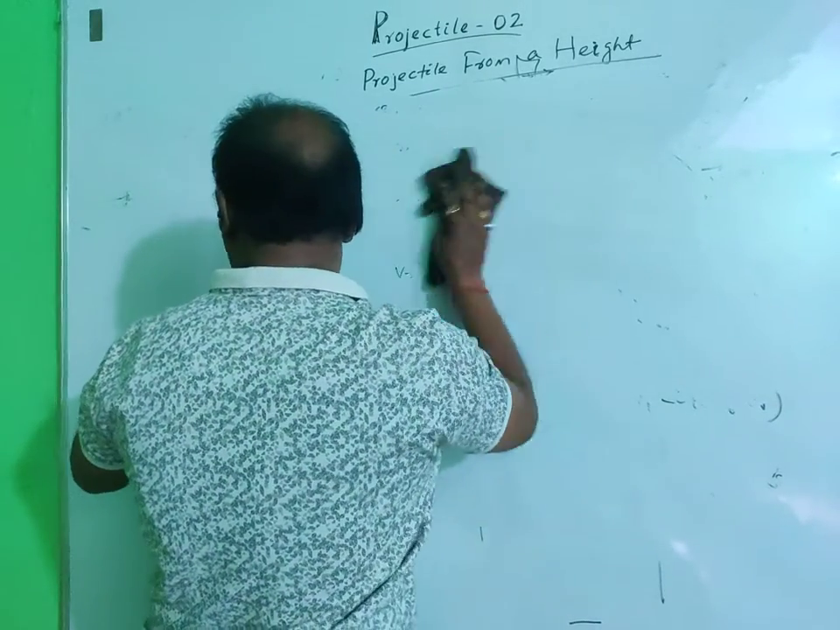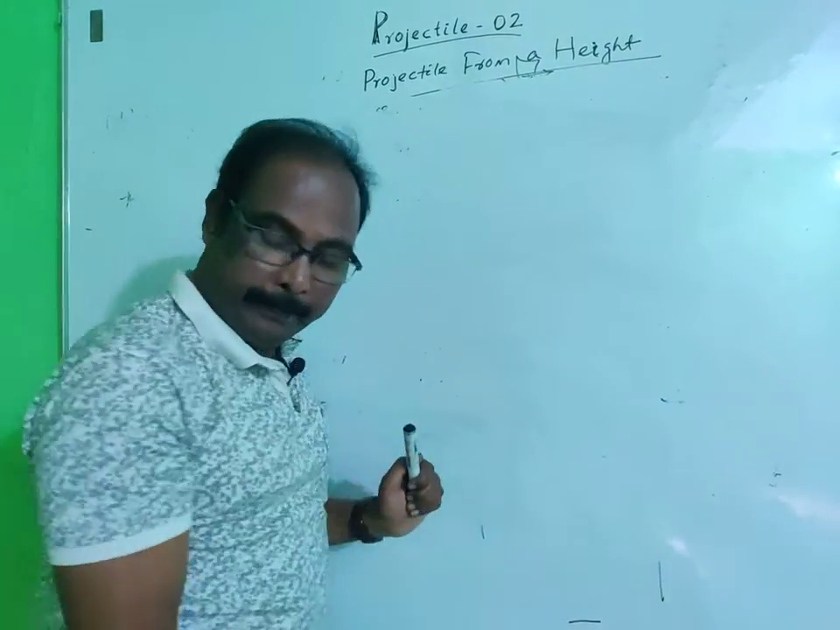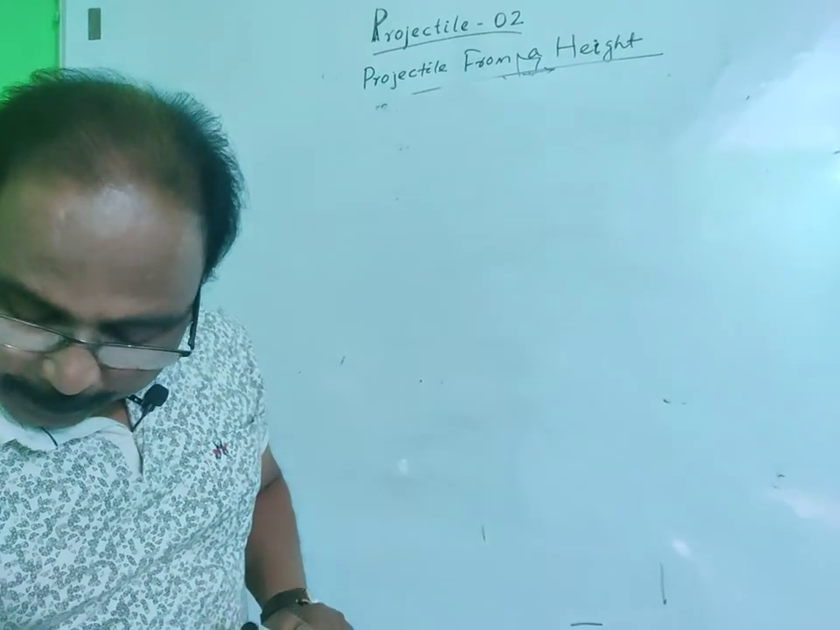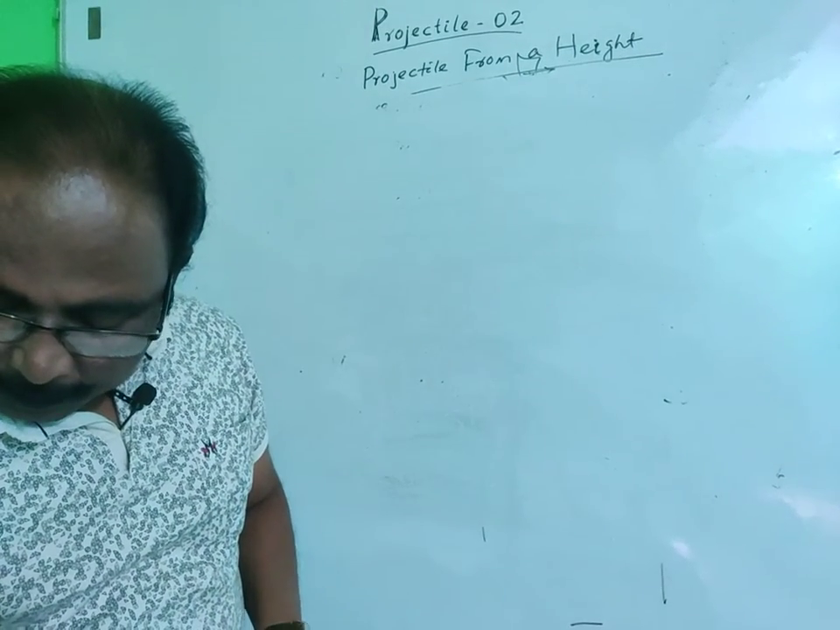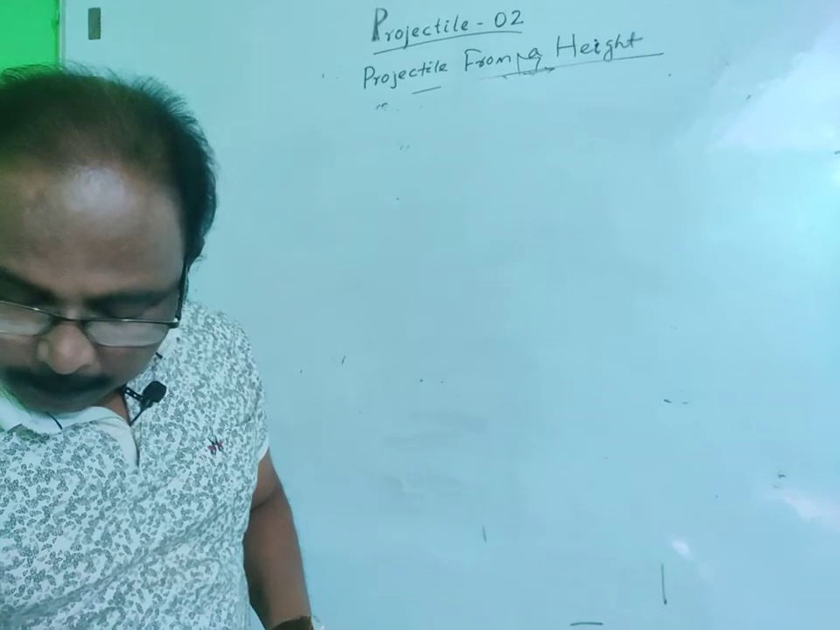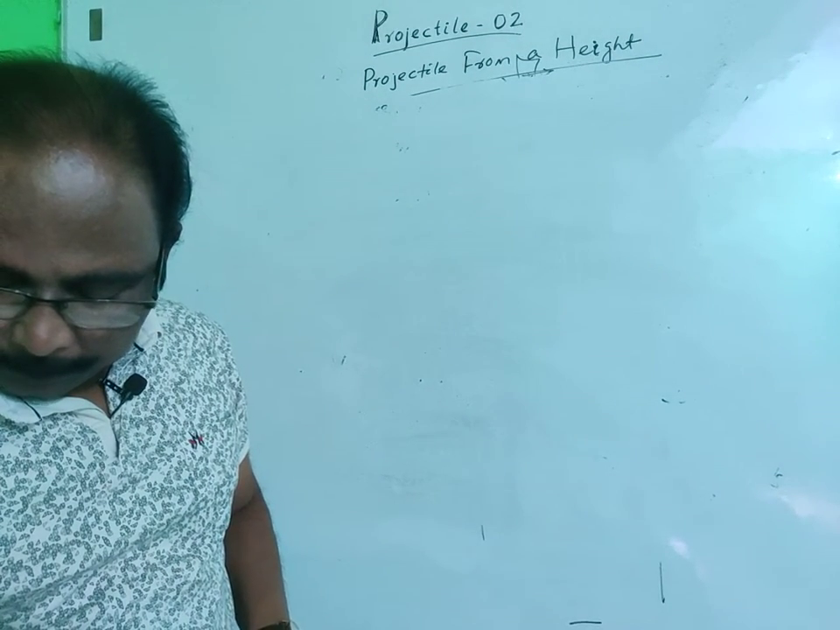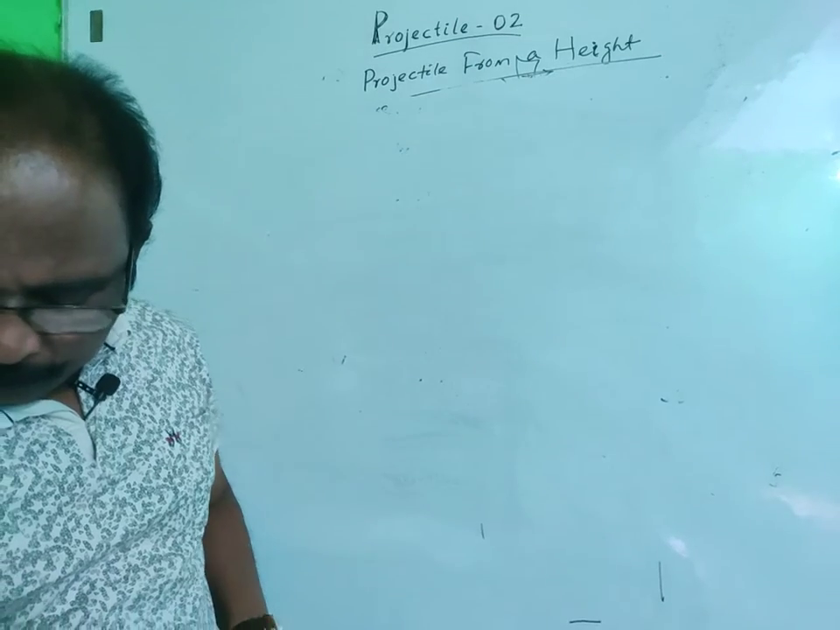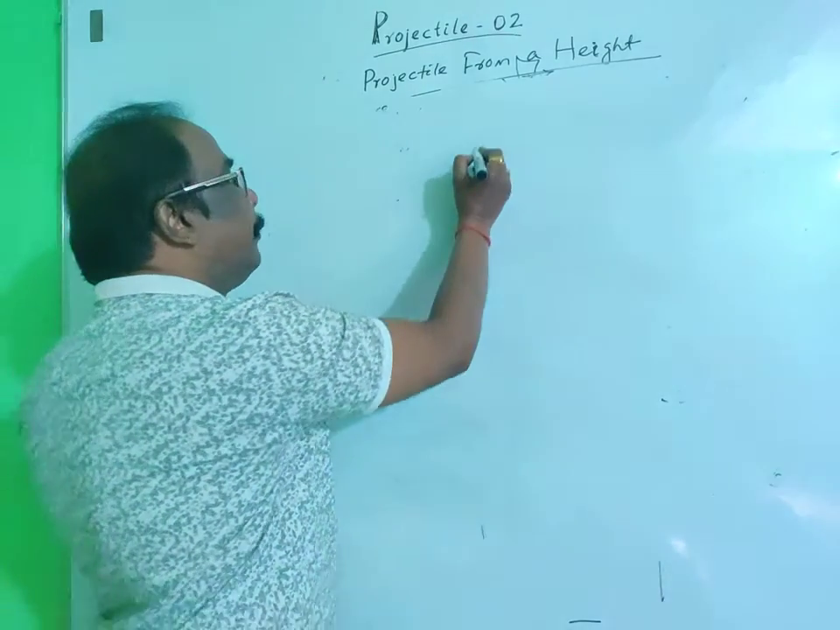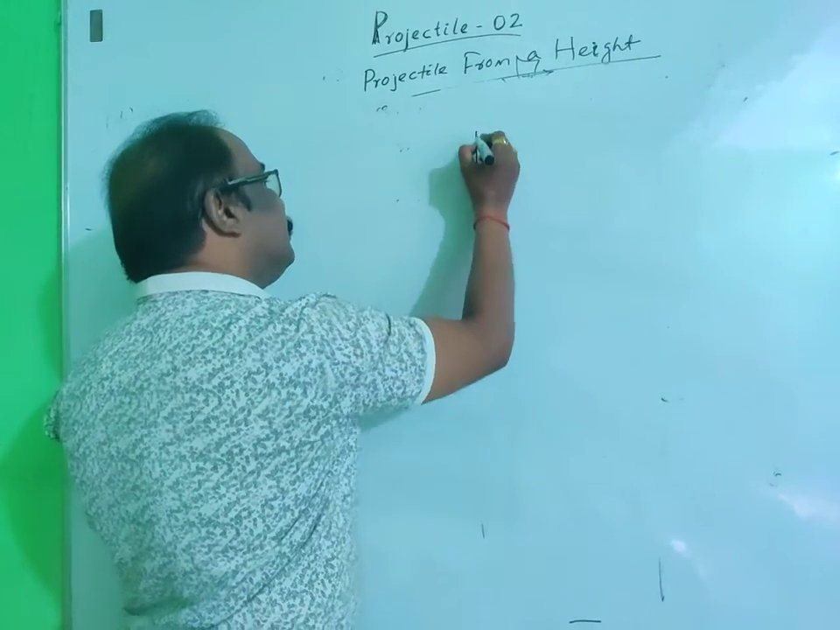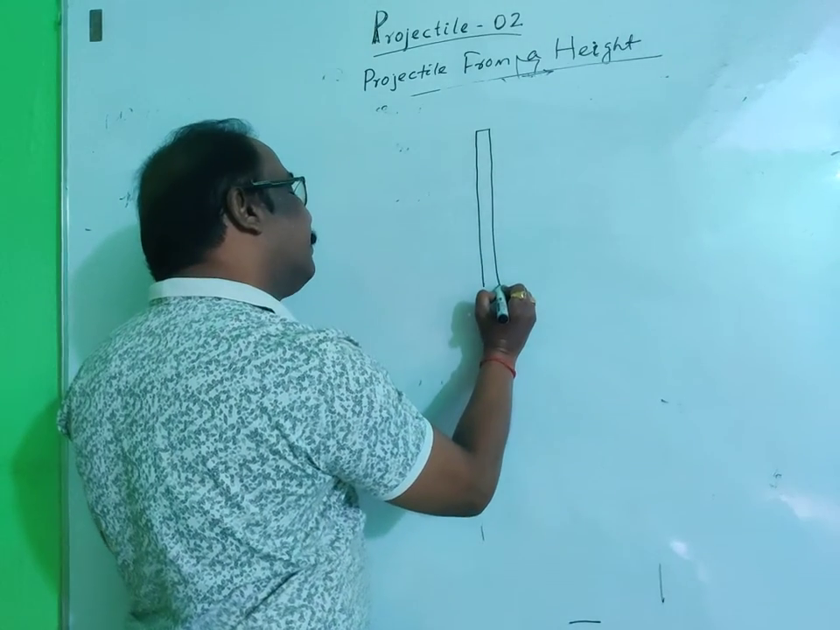Last question on this theory. A stone is thrown horizontally from the top of a tower and hits the ground at a distance of 18 meters from the foot of the tower. I am showing you on the basis of a diagram. This is the last question. This is a tower.